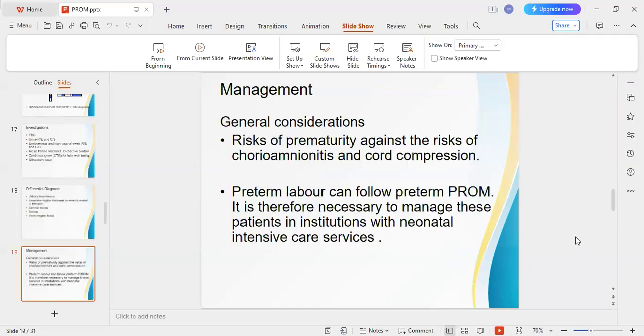So let's talk about the management of PROM. We have general considerations. Before we go into the nitty-gritties of its management, we should always think about the risk of prematurity against the risk of chorioamnionitis of the mother and cord compression of the fetus. We also need to consider if the facility in which you are going to effect the delivery has neonatal intensive care services, because the baby can be a preterm baby who will need these services.